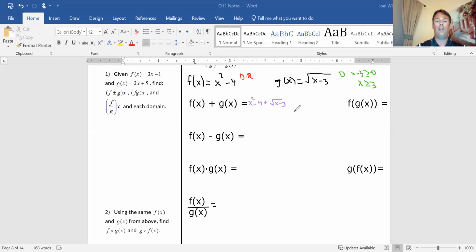So as I'm looking at this, x squared minus 4, square root of x minus 3, the domain is all real numbers. The domain is x is greater than or equal to 3. Are there any other conditions that I would add to it? No, because it has the same radical here that I had over here. So that means this domain is also going to be x is greater than or equal to 3.